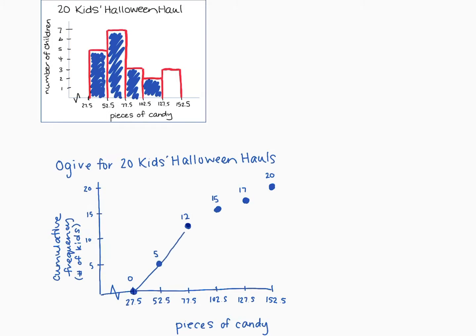Remember that these slopes are representing how tall those bars were. This one goes up by 5, and that was a frequency of 5 bar. This one goes up by 7. That's why this one was so tall, because that was going up by 7. Up by 3, up by 2, up by 3 again. That's standing for the height of each of these bars.